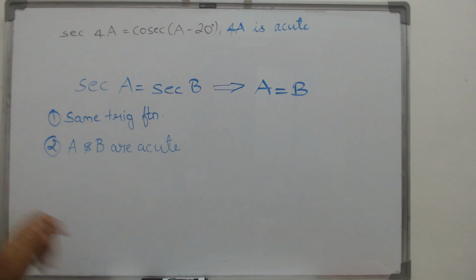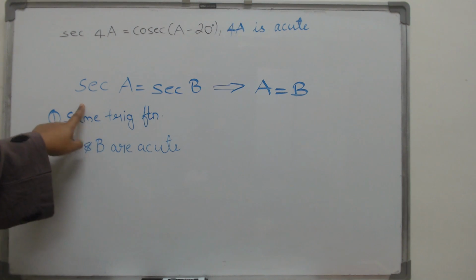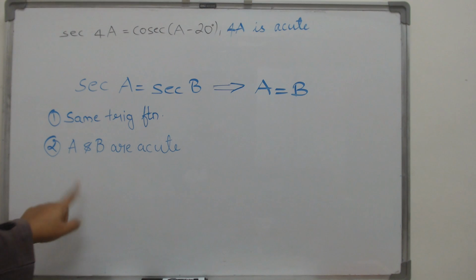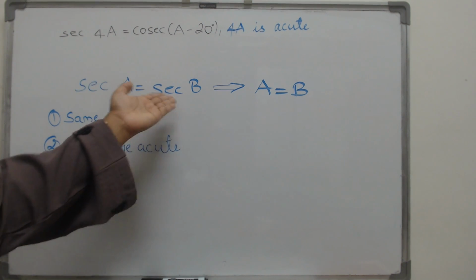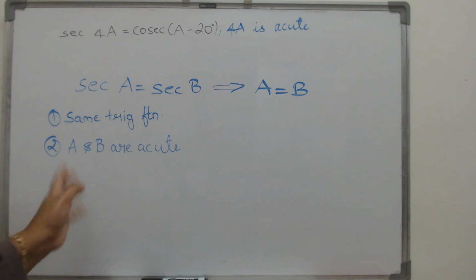Here I have written sec. It can be anything. It can be sine, it can be cos, but we need the same trigonometric function on both sides, and both angles involved should be acute. Then we know that in such a case, if both the sec values are same or both the sine values are same, then we can safely conclude that A is equal to B. This is something we already know.